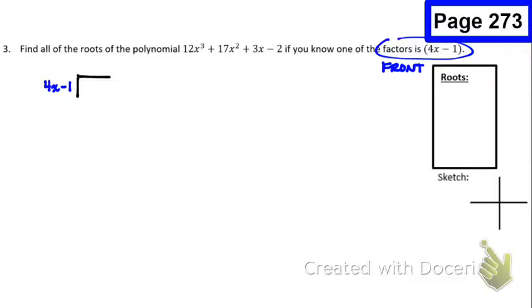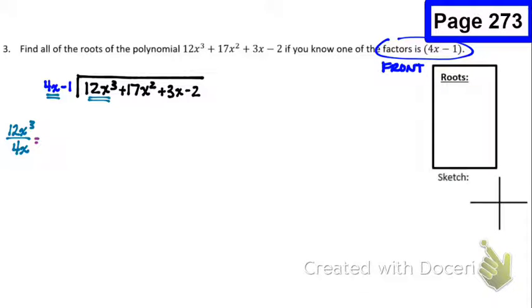Underneath my big, long division sign, I take the big, long polynomial, 12x cubed plus 17x squared plus 3x minus 2. What are the first 2 things I'm going to compare? 4x and 12x cubed. So 12x cubed divided by 4x, you get 3x squared. Yep, 3x squared goes up on top.